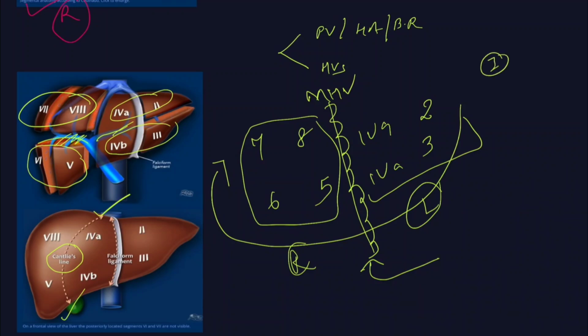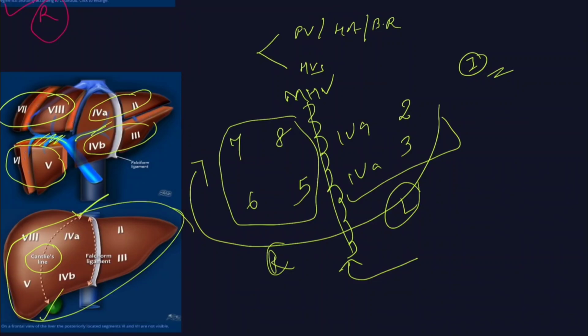Segment 1 is actually the caudate lobe of liver, which is situated more posteriorly and so not visualized on these frontal images. This caudate lobe has separate venous drainage via other hepatic veins which drain directly into the IVC, and they have portal venous supply from both the right and the left branches, okay.